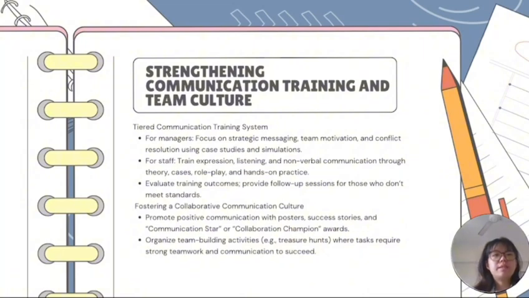The last page is strengthening communication training and team culture. Tiered communication training system: for managers, focus on strategic messages to motivate, and use case studies and actions. For staff, train expression, listening, and non-verbal communication through theories, case role-play, and hands-on practice. Training outcomes provide follow-up support for those who don't meet standards.